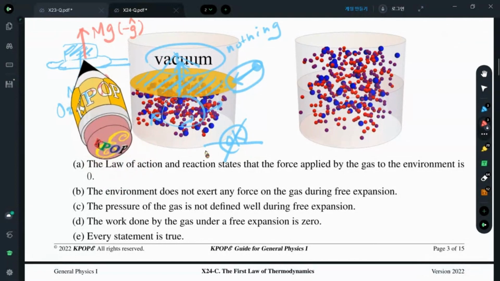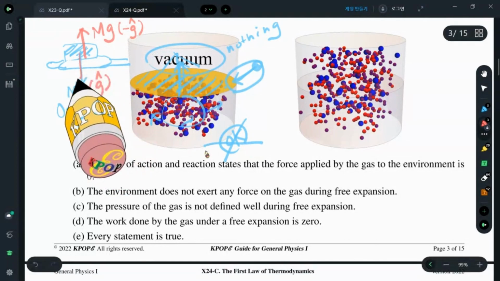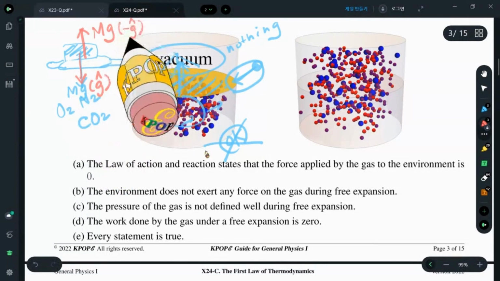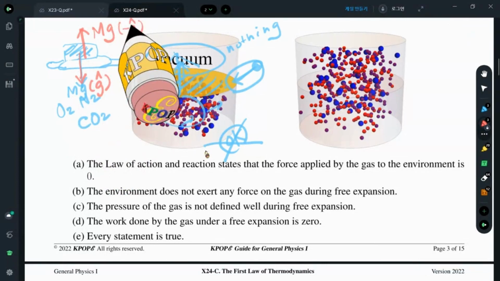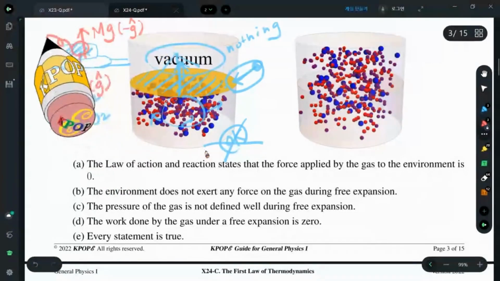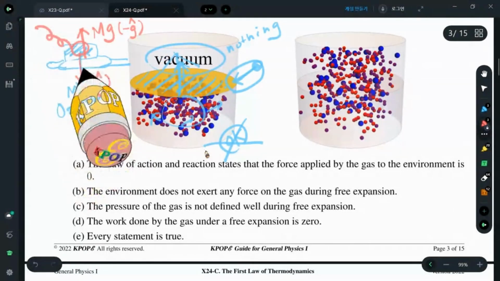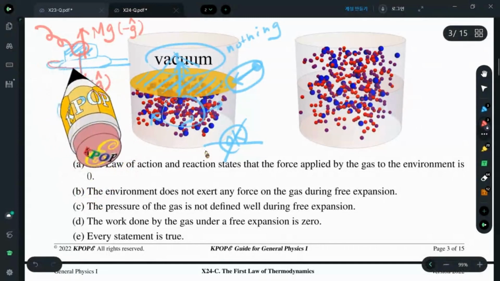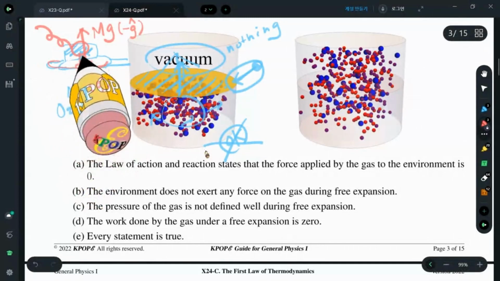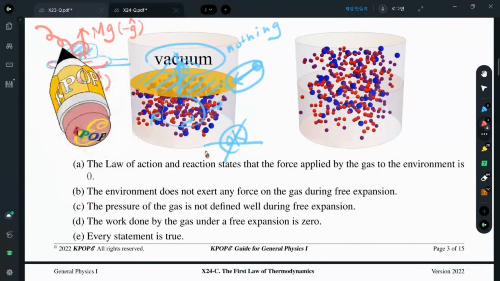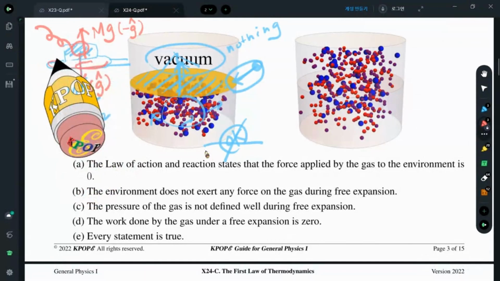This is a unit vector along gravitational acceleration, and this is a unit vector in the opposite direction. What happens if I remove this away? Then my palm does not apply any force. My palm does not apply any force.